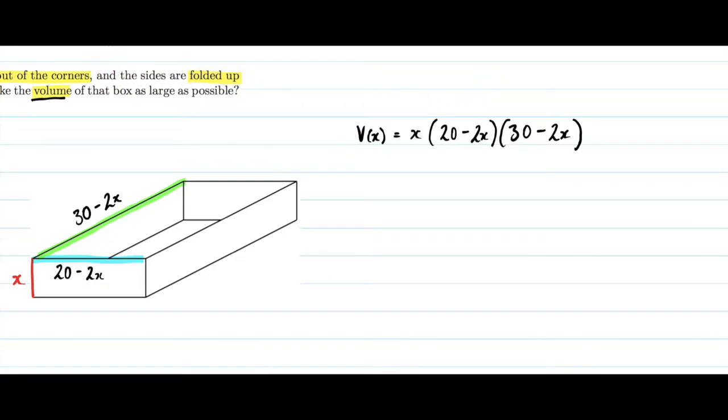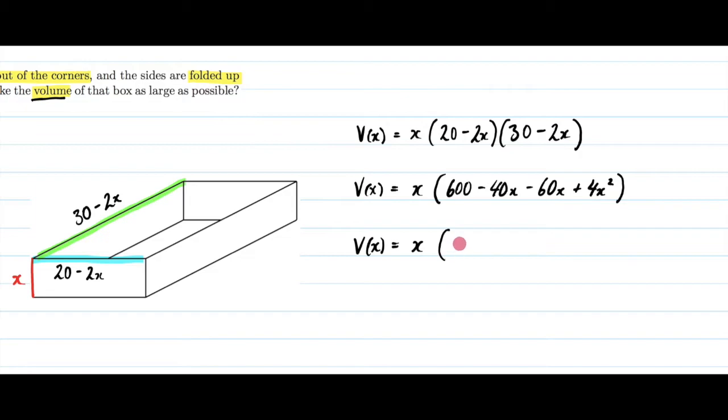Now, before we perform our differentiation, let's just expand out our brackets here. So we're going to get V of x is equal to x. Now, I'm just going to leave this x here and just expand out these brackets. 20 times 30 is going to be 600. Then 20 times minus 2x is going to be minus 40x. Then minus 2x times 30 is going to be minus 60x. And then finally, minus 2x times minus 2x will be plus 4x squared. Perfect.